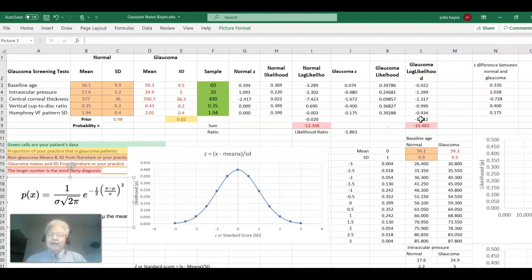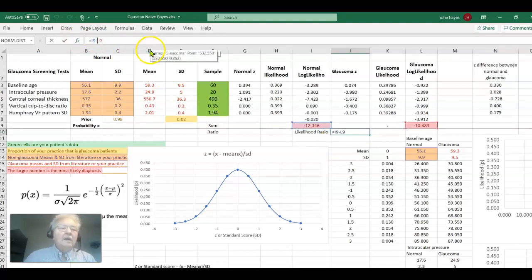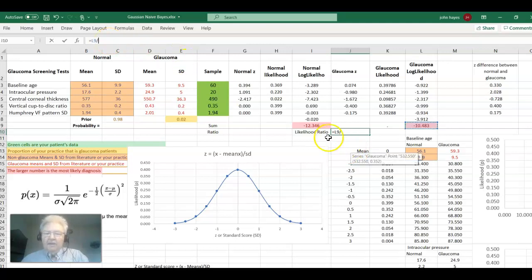And so in this case, 10 is actually the bigger number because it's less negative. And so a person has, I did this wrong. Let me go this way. I'm sorry. We're going to take this number and we're going to divide it by this number, and we're going to get a likelihood ratio.